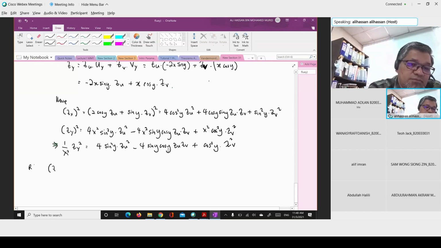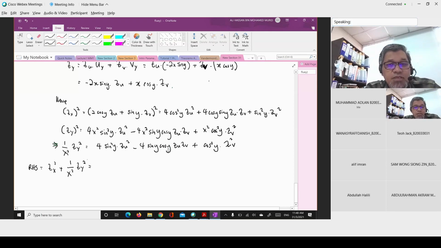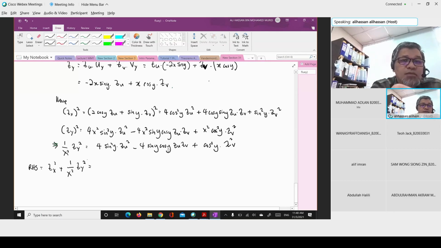The right hand side is z partial x squared plus 1 over x squared z partial y squared. What happened to the sum? We want to find the sum of this term with this term. These are the two like terms, so we can combine them, right?